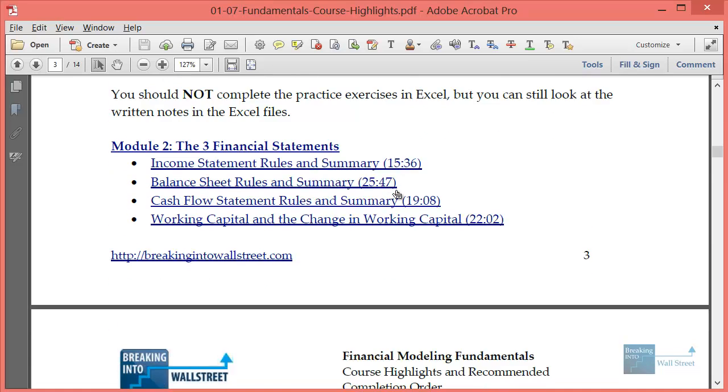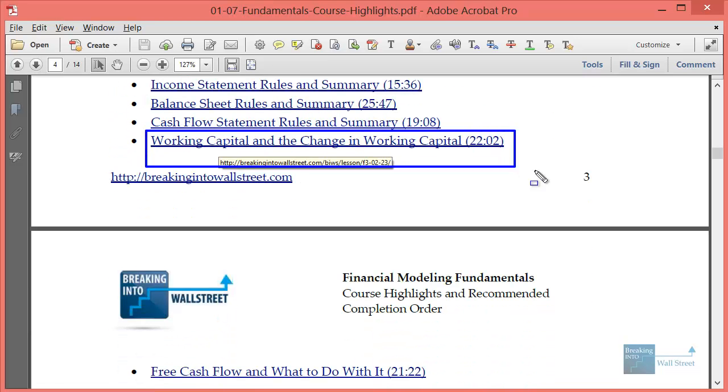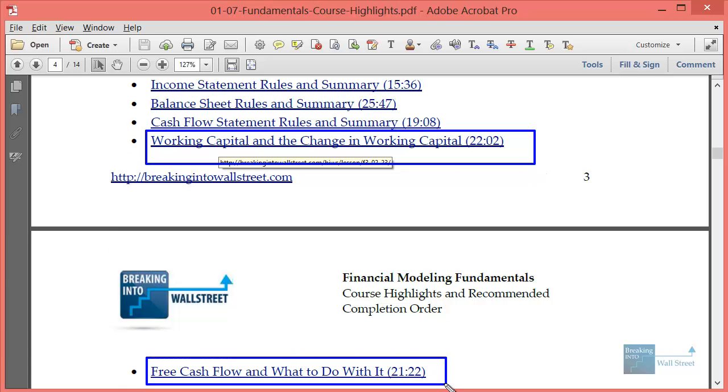Within Module 2, again, you need to know the 3 financial statements. However, we would also add the lessons on working capital and the ones on free cash flow and what to do with it, because those are both important concepts that you should really understand earlier on as opposed to later. But for the most part, it's still fairly similar.